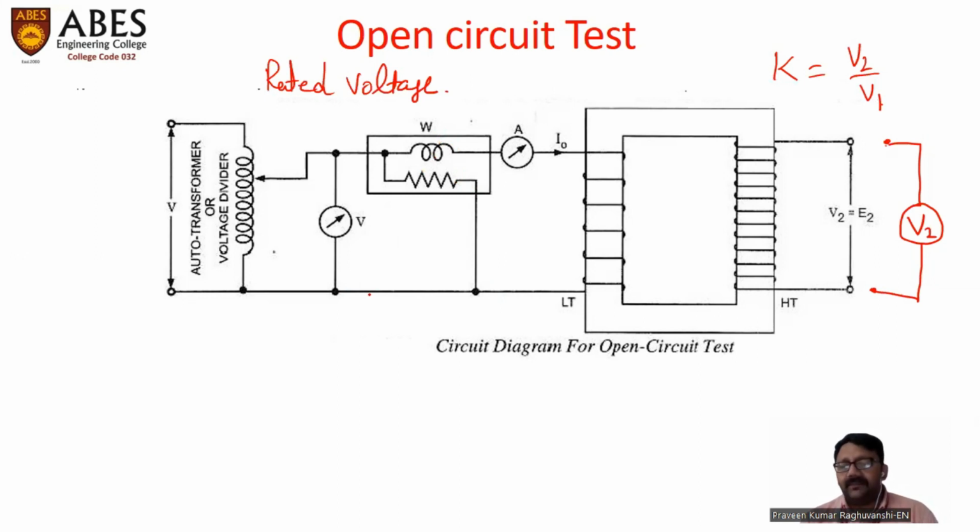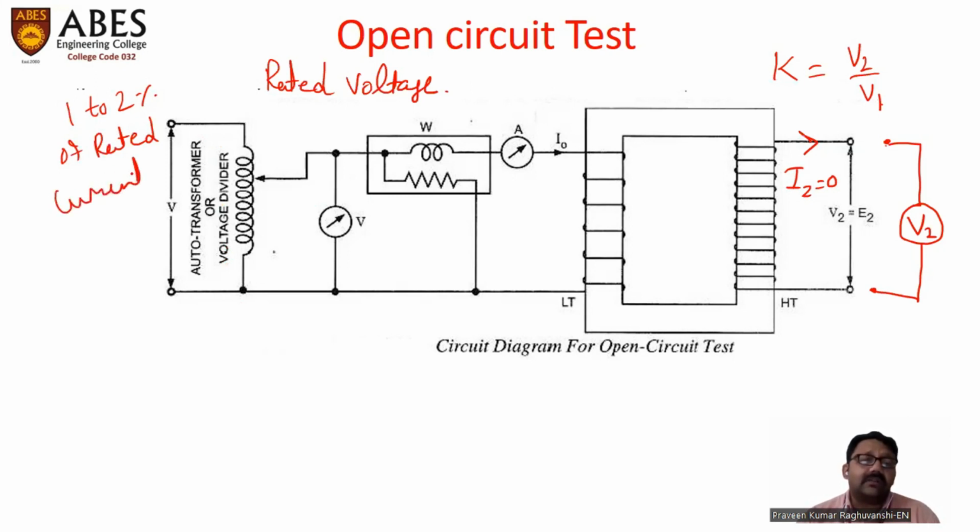The reason behind neglecting copper losses of the transformer is that in open circuit condition, the current flowing in the secondary winding is zero, as the terminals are open. And on the primary side, only the no load current is flowing. As we all know, the value of this no load current is very, very small. It is hardly 1 to 2% of the rated current of the primary.